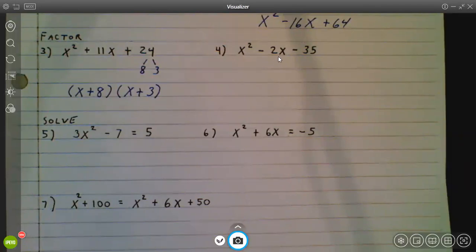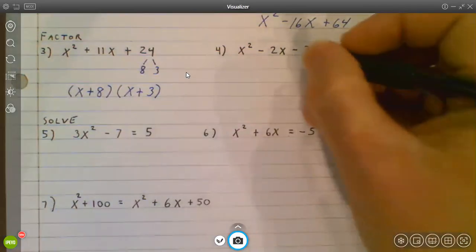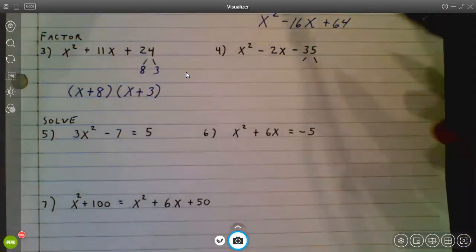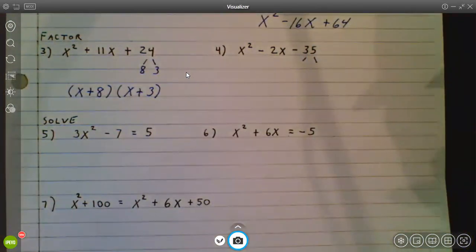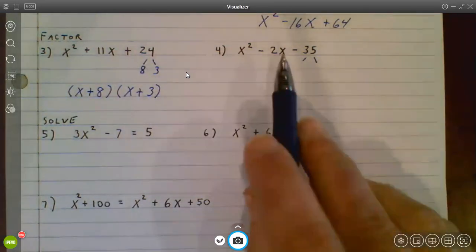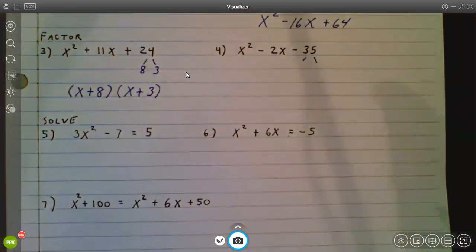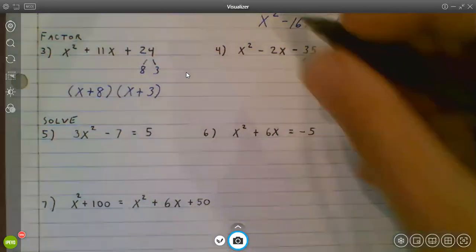So let's try that with one more here. I tried to throw in some negatives too, just to make sure you saw the difference. So we're going to figure out what two numbers, when I multiply them, I get negative 35, but if I add them together, I get negative 2. Right away, hopefully you're thinking of numbers like 5 and 7. There aren't too many numbers that multiply to be 35, so we don't have too many options here. So let's look at 5 and 7.